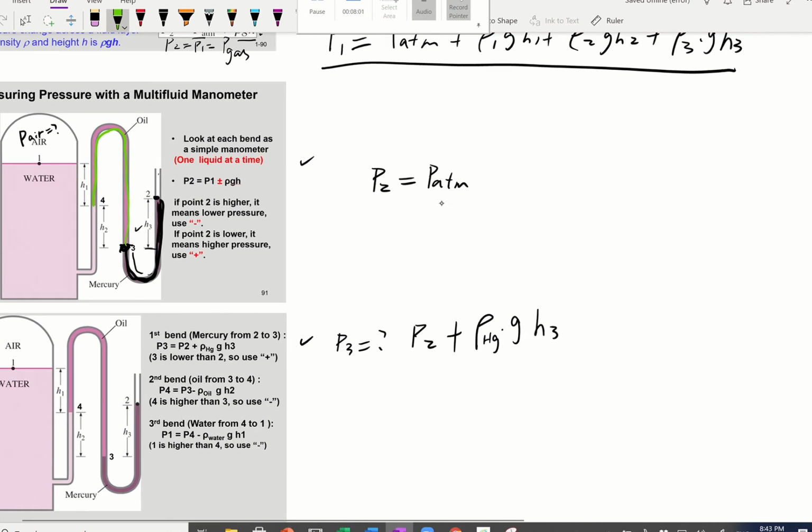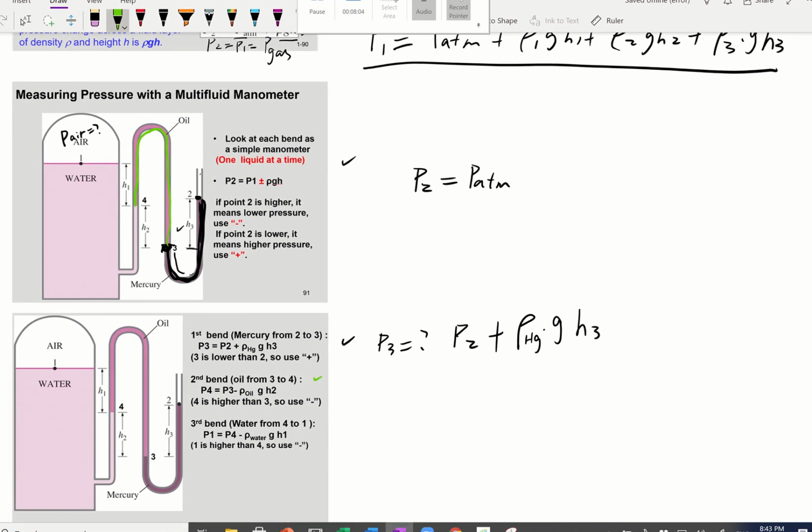And now let's think about the oil layer, which is our second band, oil from 3 to 4. So we need to find P4. However, do we know P3? Yes, we do. We start with P3. Now we're going to ask the same question: is point 4 located higher or lower compared to 3 in terms of depth? 4 is above 3. So in that situation, the pressure at 4 is going to be lower than 3.